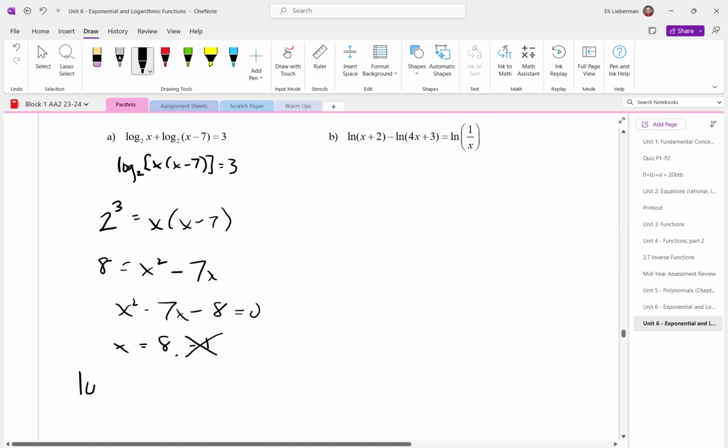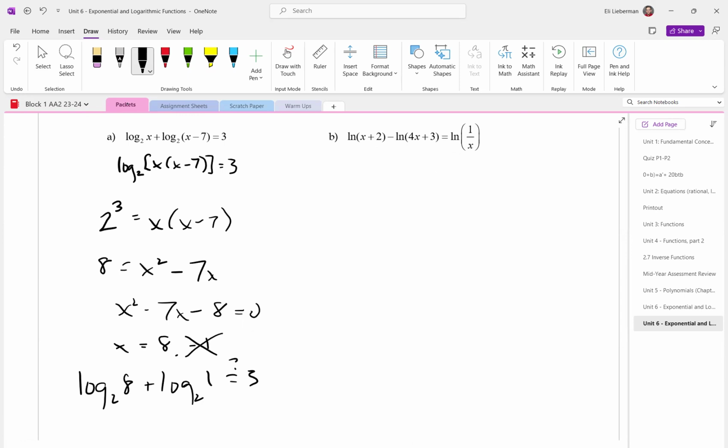Okay, I'm going to check this. Log base 2 of 8, then for B, I have log base 2 of 1. Does that really equal 3? Does it? Yes. You sure? How do you know? Just check it with your neighbor. How do you know that this is true? Oh, yeah, because the third is, and then one is just zero.